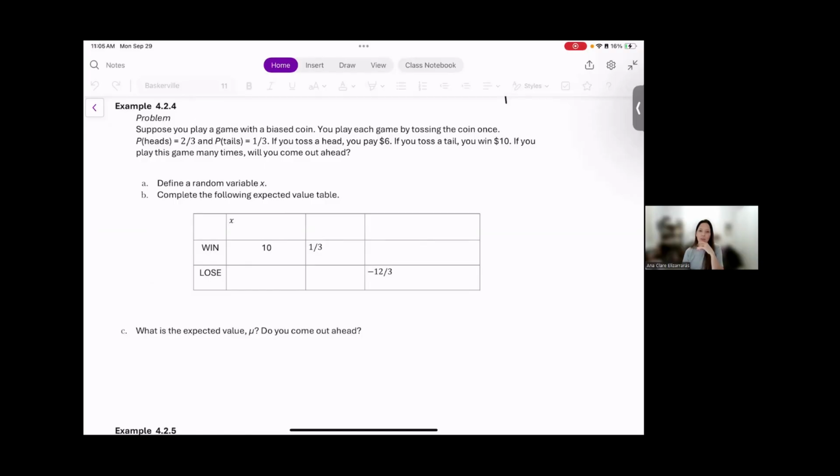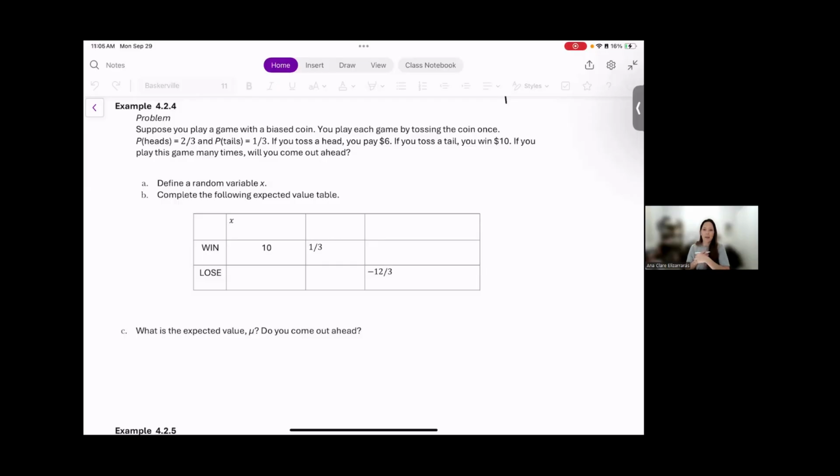If you toss a head, you pay $6. If you toss a tail, you win $10. If you play this game many, many times, will you come out ahead? They're asking us, what is the expected value? So let's define the random variable x and then determine what we would expect the value to be.